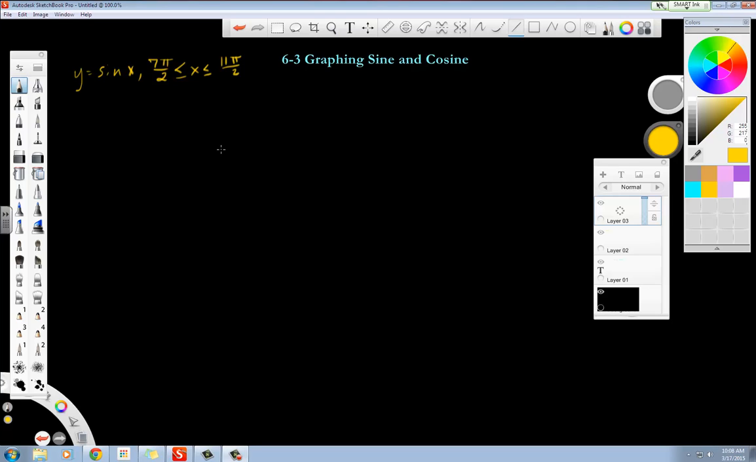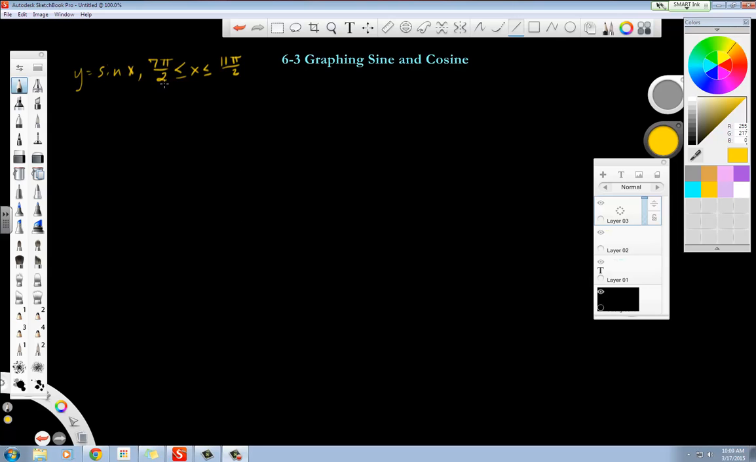Hi, we're going to graph sine and cosine waves over a particular domain. Now, this says 7 pi over 2 is less than or equal to x, less than or equal to 11 pi over 2. So what we want this to do is have a traditional looking sine wave and then just display it over this interval. So I'm going to show you some easier ways to do that.